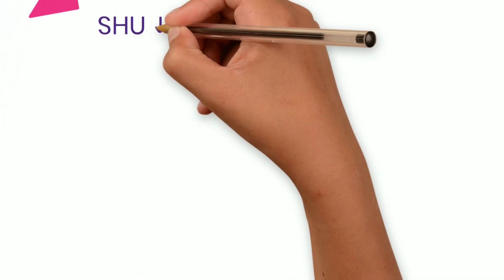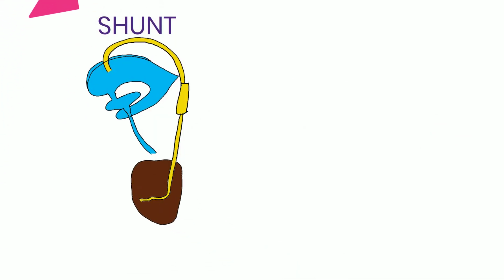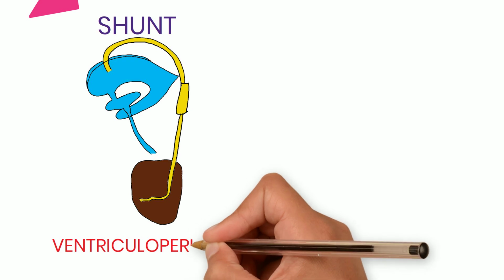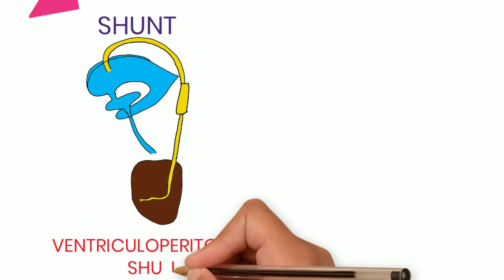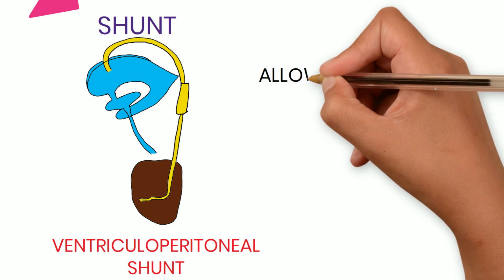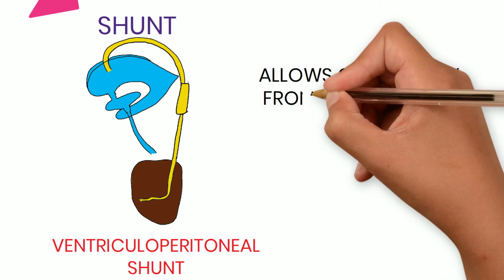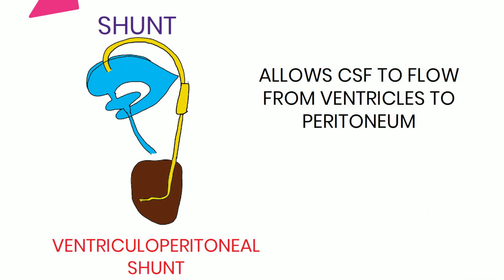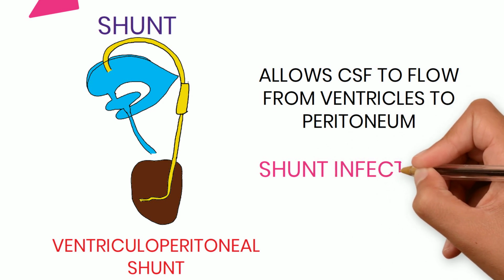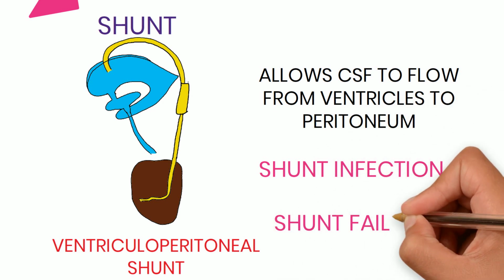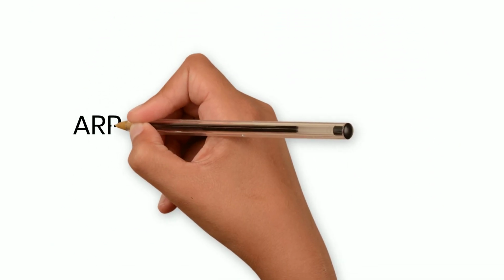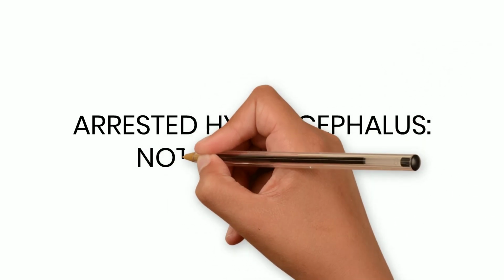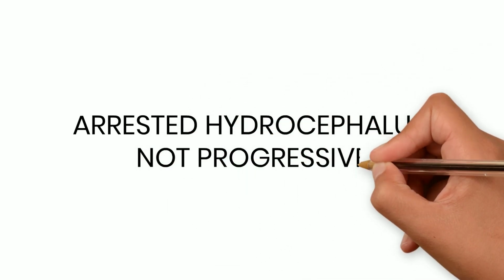So second one is shunt. This is done for both obstructive and communicating hydrocephalus. Commonly done shunt is the ventriculoperitoneal shunt. Here, the shunt allows CSF to flow from the ventricles directly to the peritoneum. From the peritoneum, CSF is absorbed. Common complications are shunt infection and shunt failure. In case of arrested hydrocephalus, that is, where hydrocephalus is not progressive, surgical drainage is usually not needed.